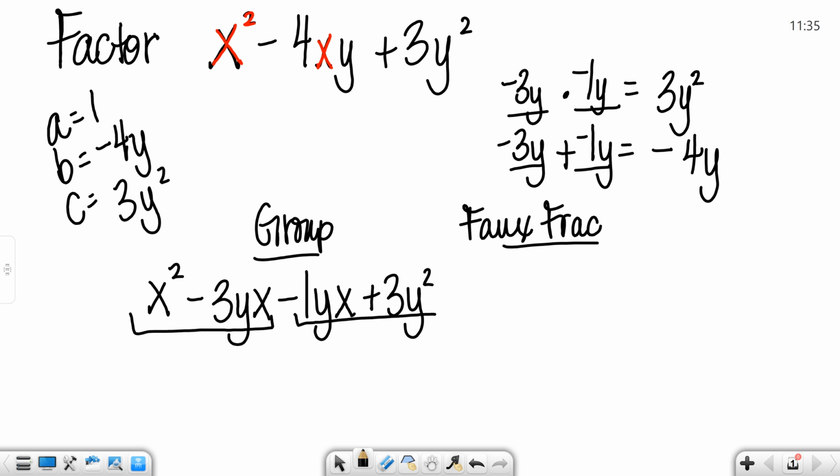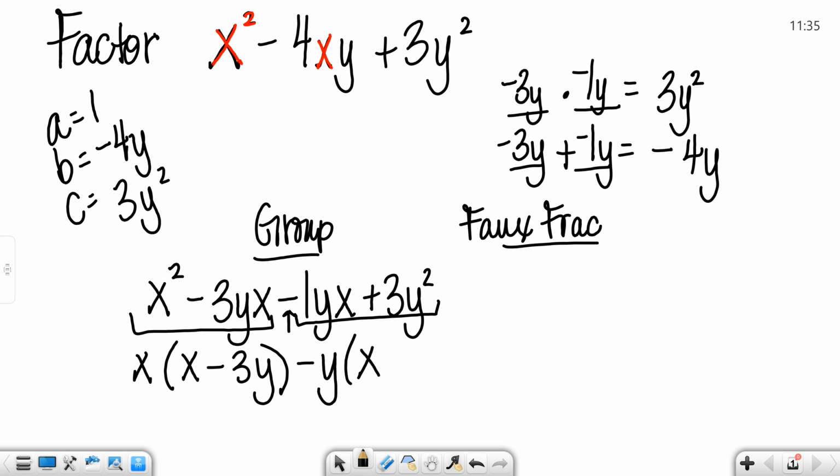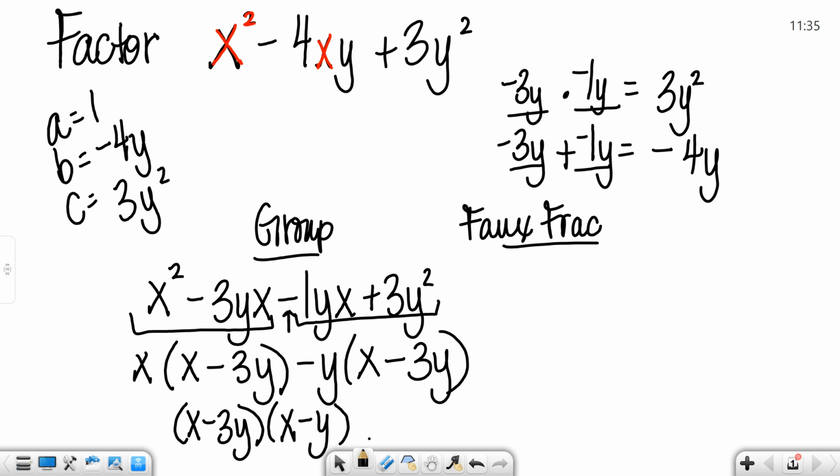Right, so now I group. This first group has an x in common. And I would be left with x minus 3y. Okay, this is a negative, so I'm going to factor out negative, and they both have a y in common. I would be left with positive x minus 3y. Okay, now my groups both have an x minus 3y, so I factor that out, and I multiply by what would be left. So x minus 3y times x minus y.